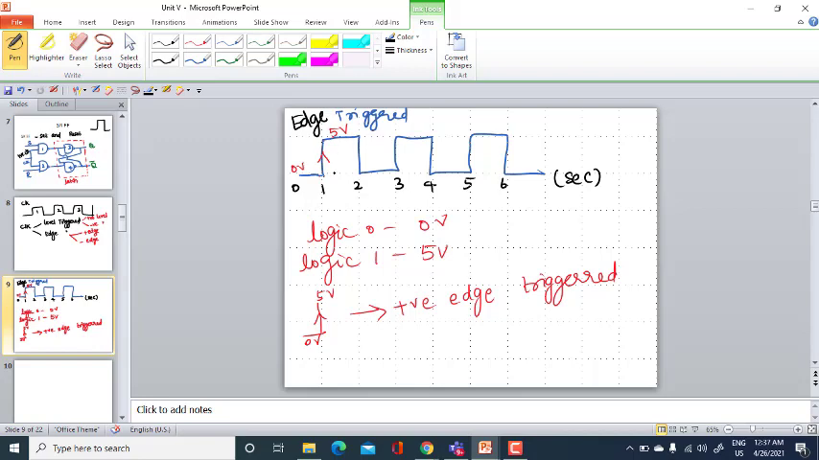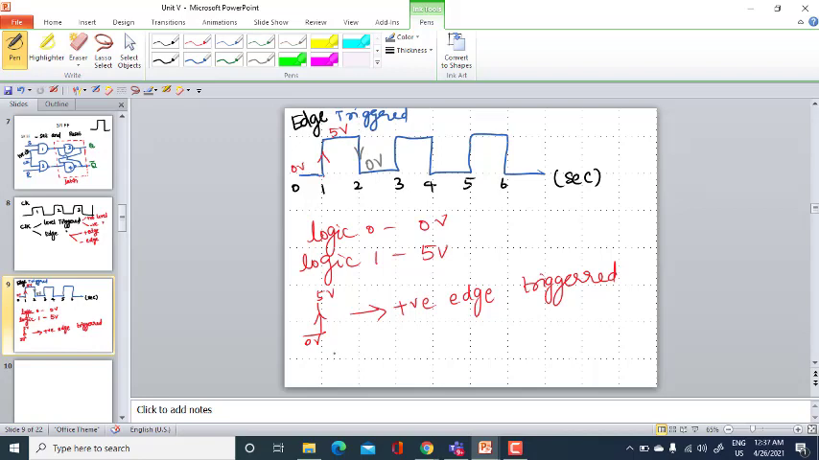So during this period you have a transition in the output. Whenever you have a positive clock transition, you have a change in the output. And similarly, whenever you have a change in the right side, from high to low, 5 to 0 volt.